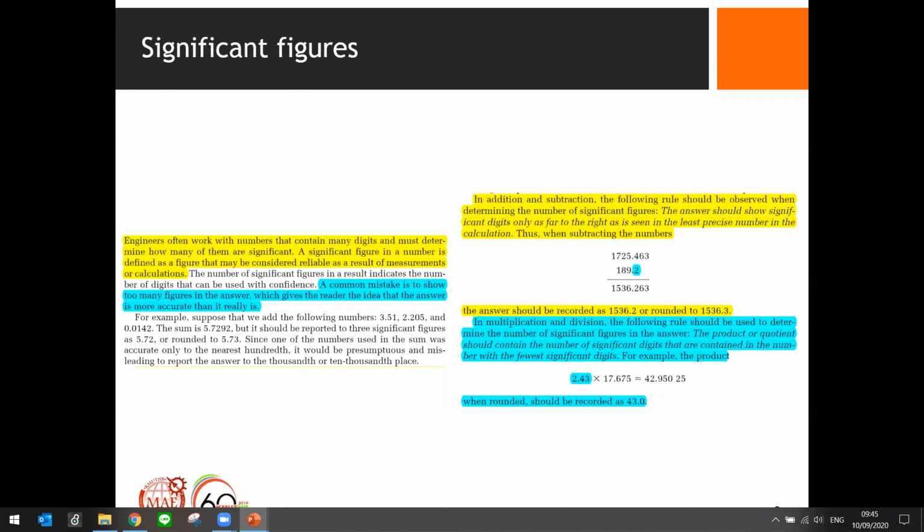So there are suggestions you need to keep in mind. The first one is the addition and subtraction rule. You need to round the number to the fewest number of digits. In this example, the problem is the subtraction between these two numbers: 1,725.463 minus 189.2. You might notice that the number that has the smallest number of digits is 189.2, which has one decimal digit. So once your calculation is finished, you need to round it to just a single decimal digit. This is a scientific rule.